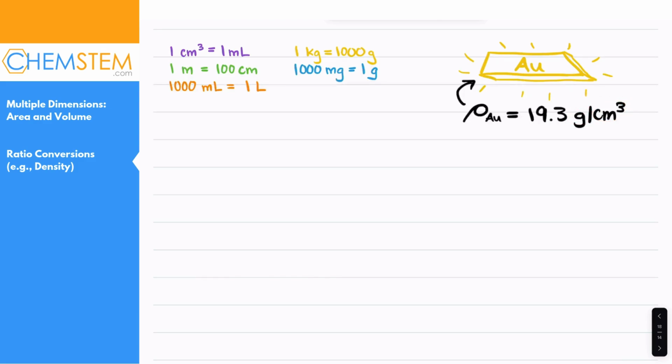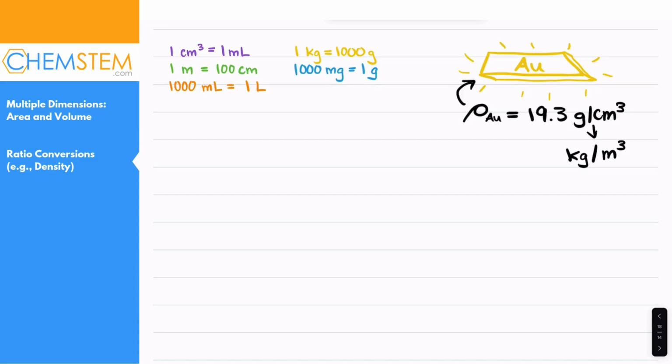But what if we wanted to express the density of gold not in grams per cubic centimeter, but instead as kilograms per cubic meter? Still a mass in the numerator position, still a volume in the denominator position, but we've got different units.